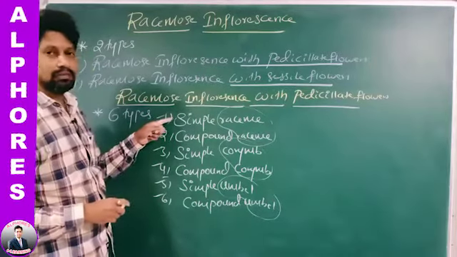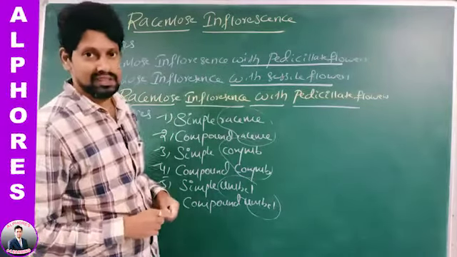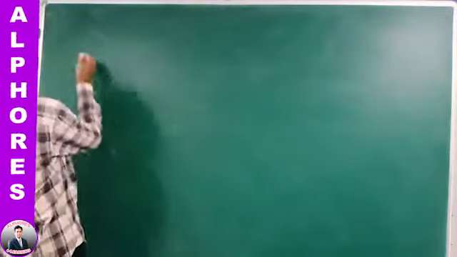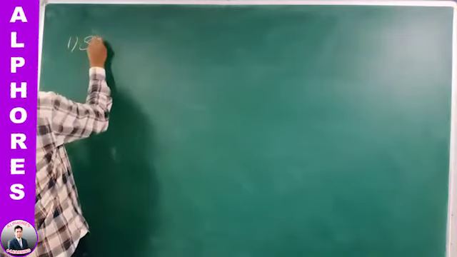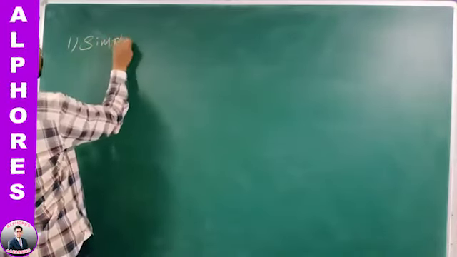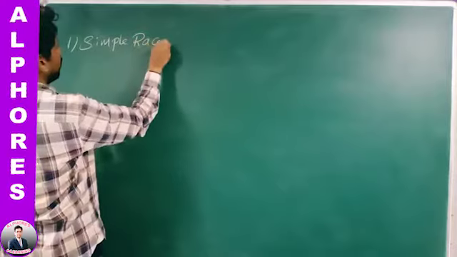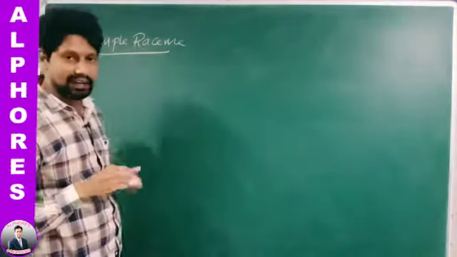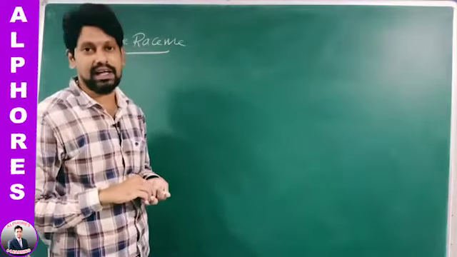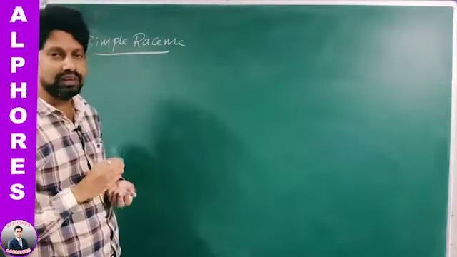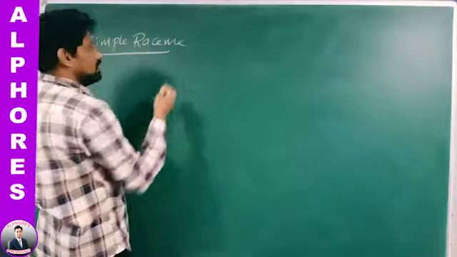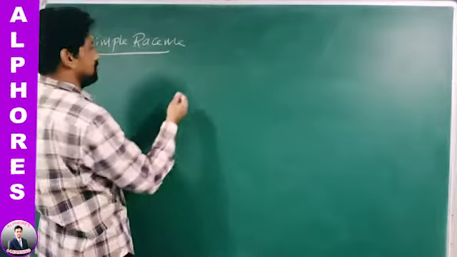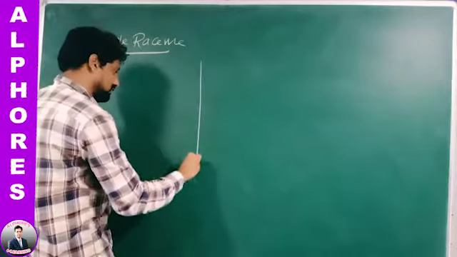Simple raceme. Each and every statement will be in the diagram. Therefore, you should be careful with the diagram. If you get the diagram, you will get the statements. Listen. In the diagram, first we have to draw the peduncle. See, this is the peduncle.